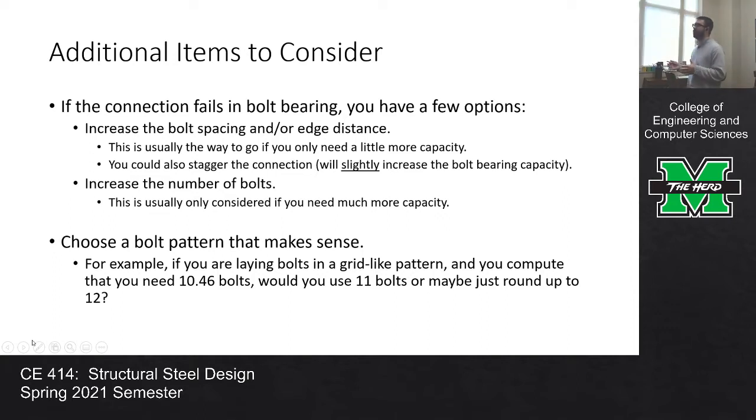Now, the other thing that you can do to iterate the connection if it doesn't work is to increase the number of bolts. So say you pick a connection with 12 bolts. The load is 600 kips, and you compute the bolt bearing capacity, and it's like 300 kips. It's way off. You could increase the bolt spacing a bit, but you probably need to add a couple bolts just to make that work.